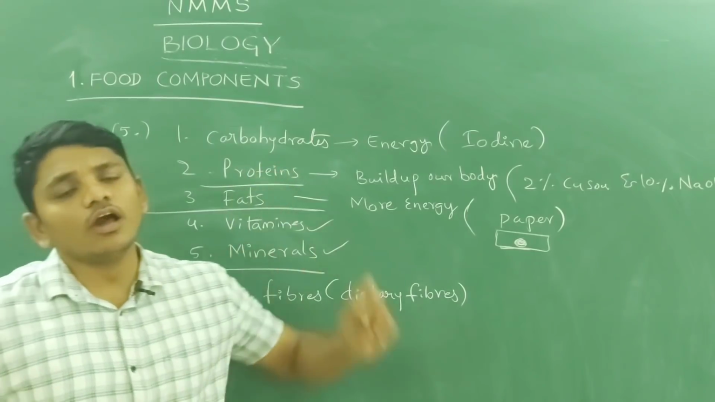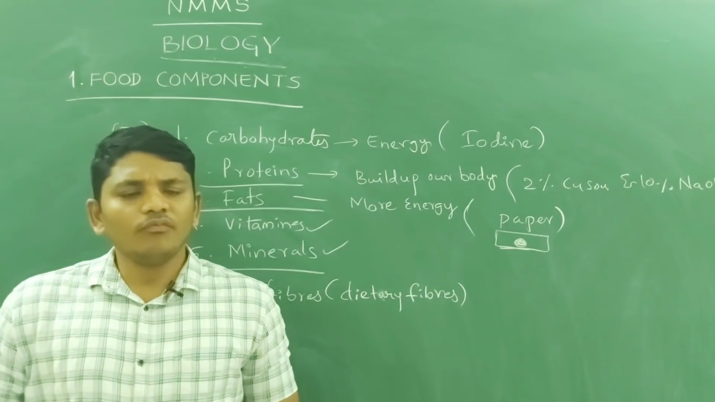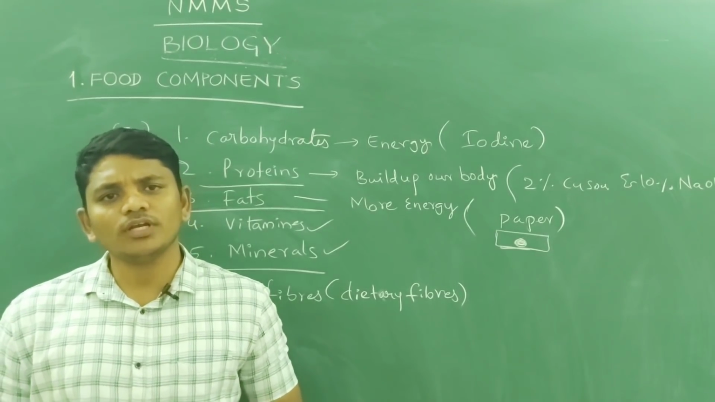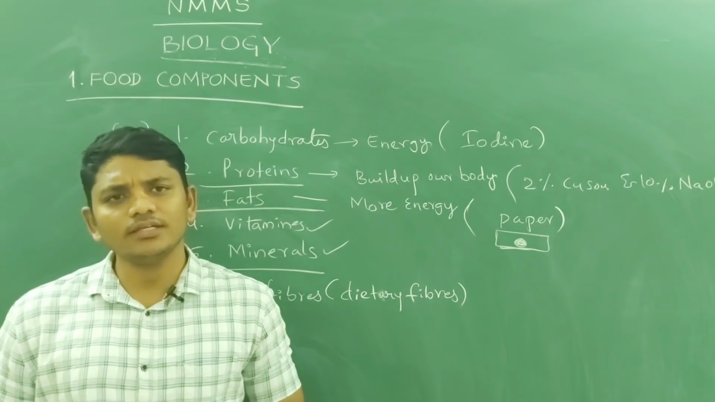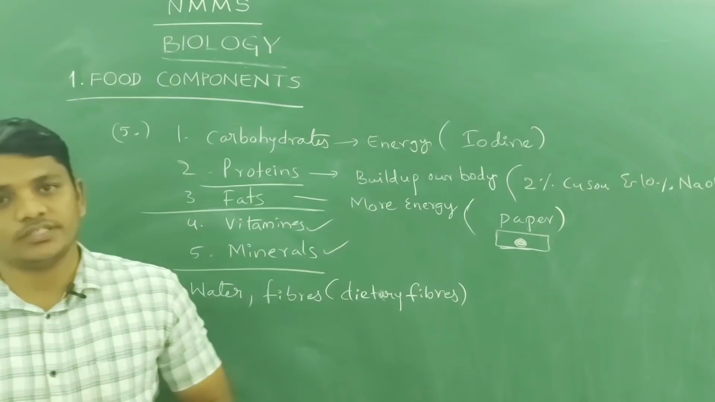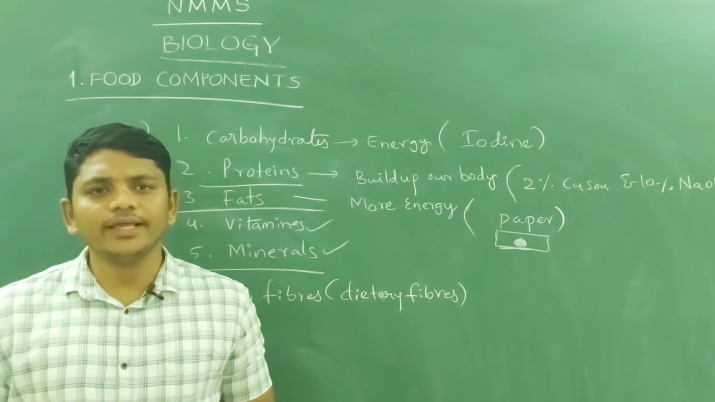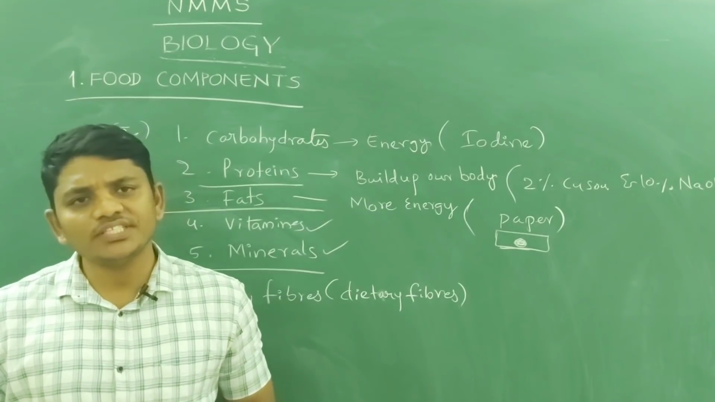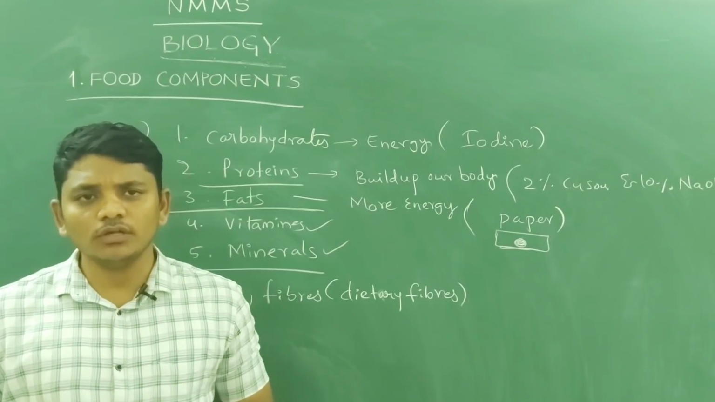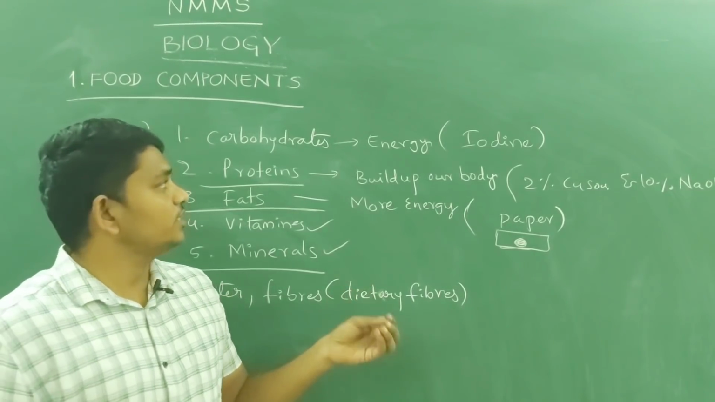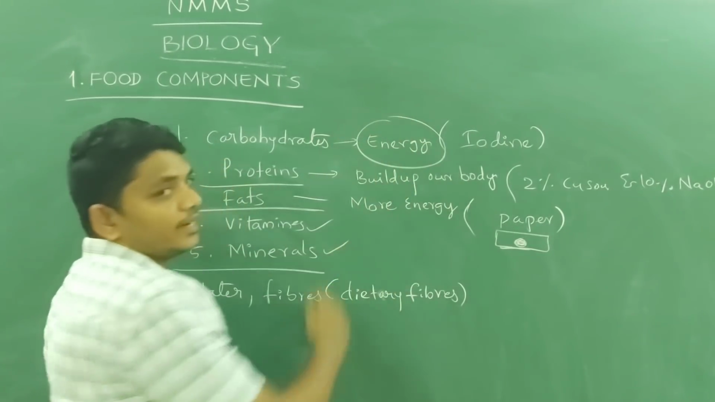Let us discuss where carbohydrates are found. For example, rice, wheat, potato and sugar cane. In all these food materials we can see carbohydrates. So the best examples of carbohydrates are foods like rice, wheat, potato and sugar cane. Mainly carbohydrates are useful for energy.